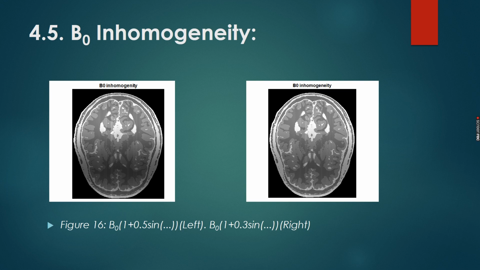And then we have B0 inhomogeneity. On the left, we have a more severe case of B0 inhomogeneity than the one on the right. And on the left, you can see that the contrast is higher because the relative change in magnetic field is greater than the one on the right. Now my friend Kerem will go over the code and discuss the results.